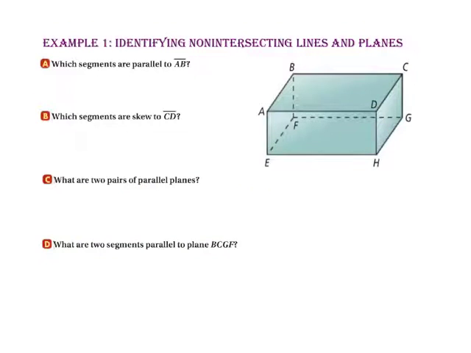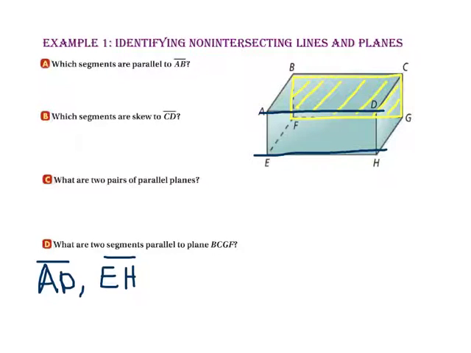Part D asks, what are two segments parallel to plane BCGF? Well, here's plane BCGF. There are more than two segments that are parallel to this plane, but we'll just name a couple. So remember, in order to be parallel, they cannot intersect. So let's take a look at segment AD and segment EH. Two other segments that are parallel to plane BCGF would be segment AE or segment DH.